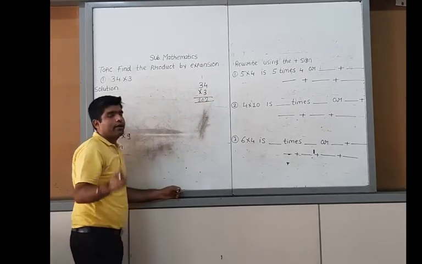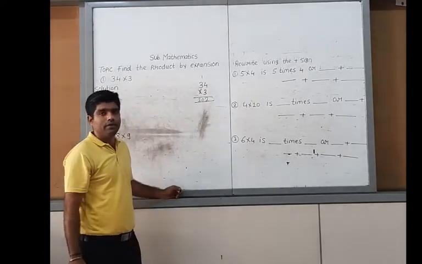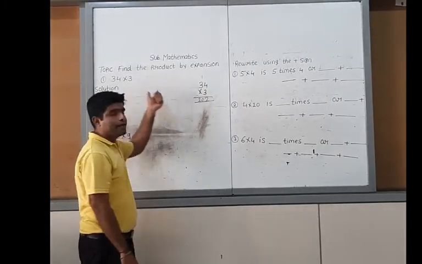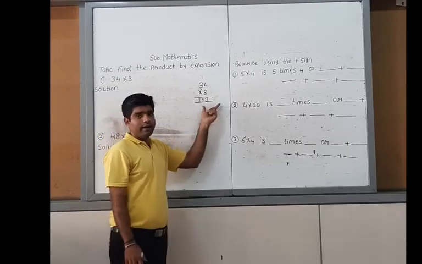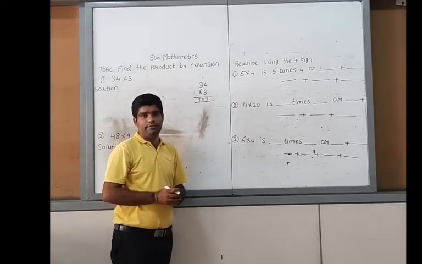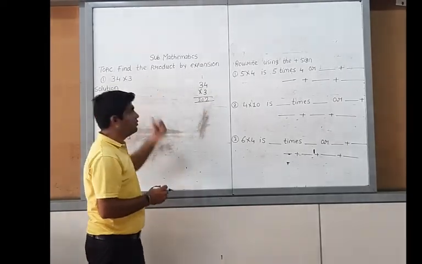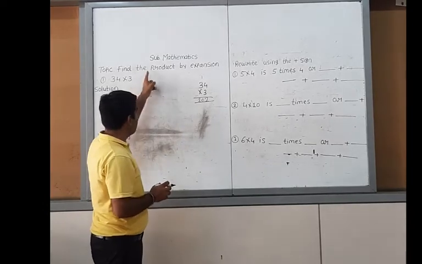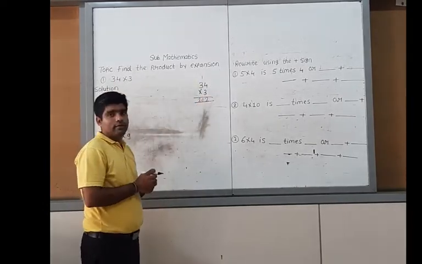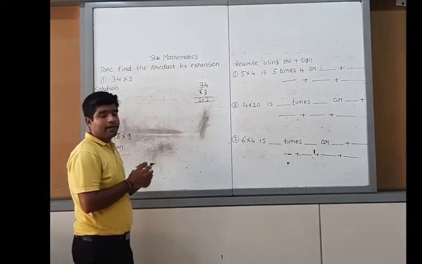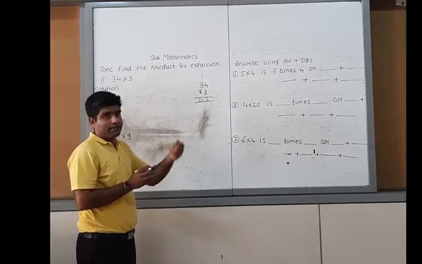It means that your correct answer is what? 102 is the correct answer. You have 34 multiplied by 3, and your correct answer is 102. But your question is what? Find the product by expansion method. Okay, by the expansion method. Find the product by the expansion.